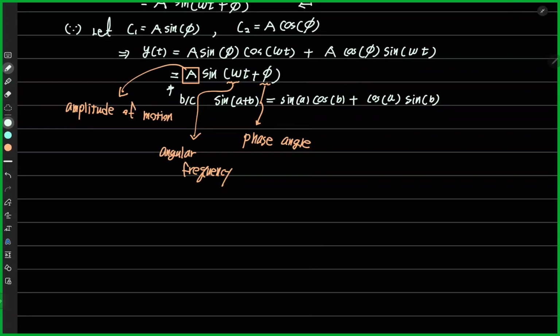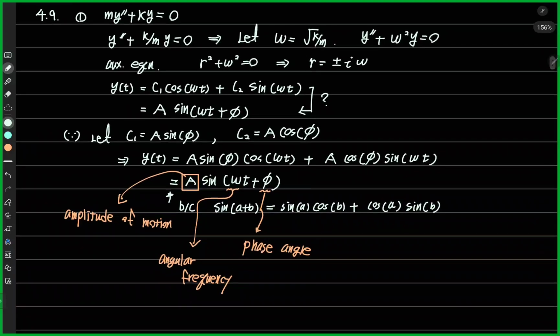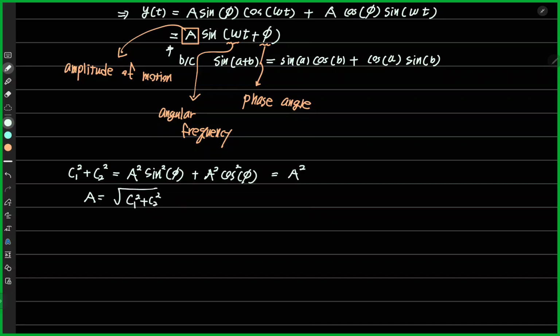I don't know why, but it's kind of unstable. All right, so now A is going to be what? C1 squared plus C2 squared is A squared sine squared phi plus A squared cosine squared phi. So this is equal to A squared, right? Which means that A is the square root of C1 squared plus C2 squared.